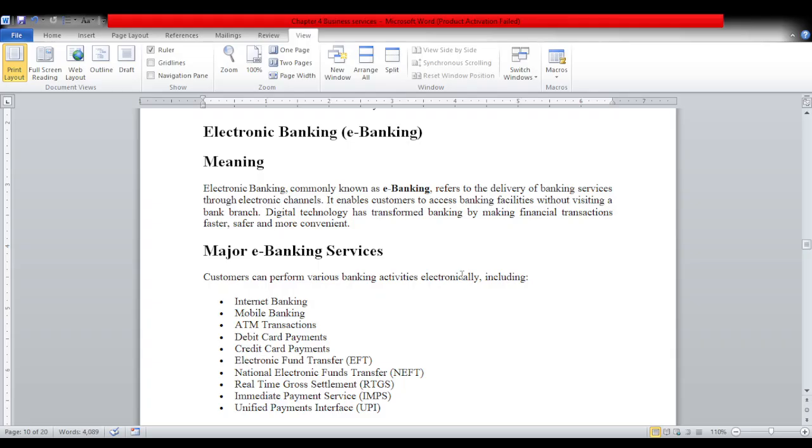So the major e-banking services are as follows. First is internet banking, mobile banking, ATM transactions, debit card payment, credit card payment, all of which you can do through the application. Electronic fund transfer, EFT, NEFT, RTGS, IMPS, as we have discussed, and UPI. Through UPI at present, you are making a payment which will allow you to send money at any point of time, 24 by 7, to any person or any account. So this is the very fundamental of electronic banking.